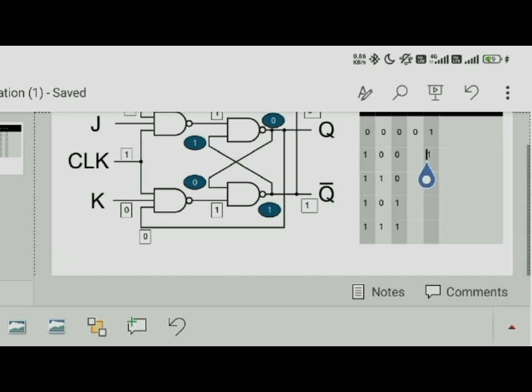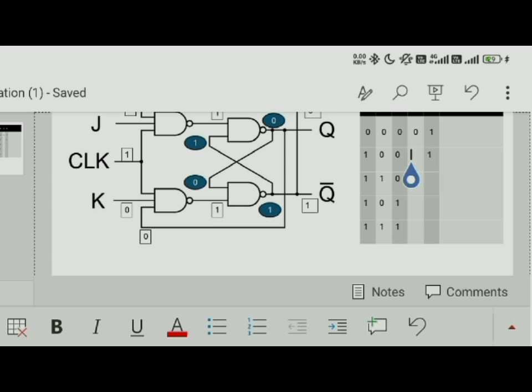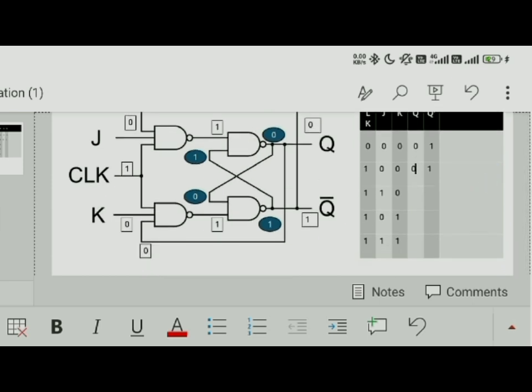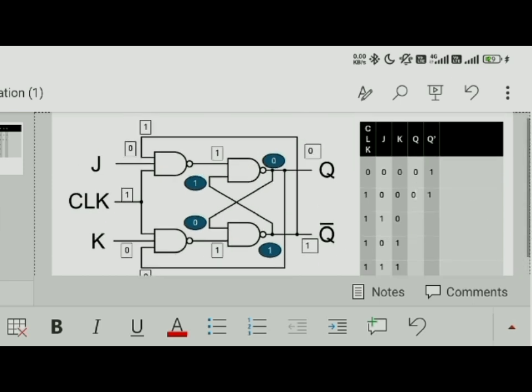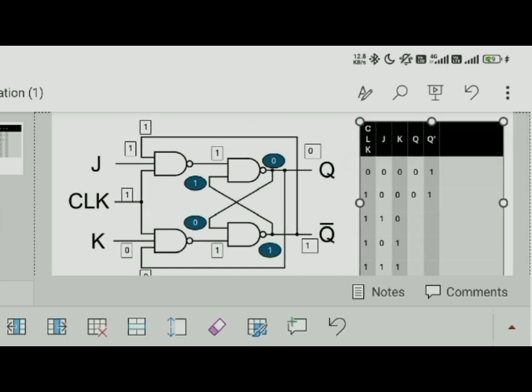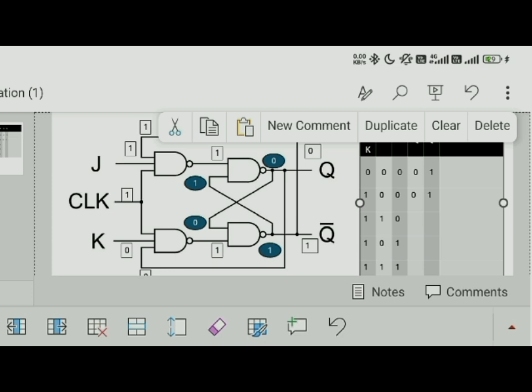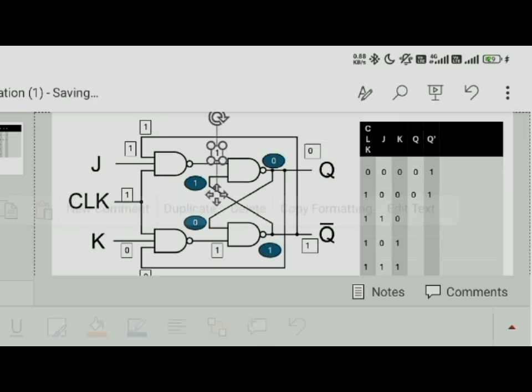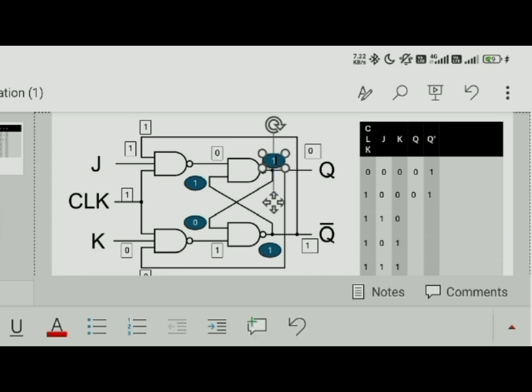So there is no change in output since both J and K are zeros. Now what if we set J to 1? Since there are three 1s, 1 times 1 times 1 is of course 1, but the complement of 1 is 0. So this will become 0, and 0 times 1 is 0, but the complement of 0 is 1. So the value of Q will become 1.